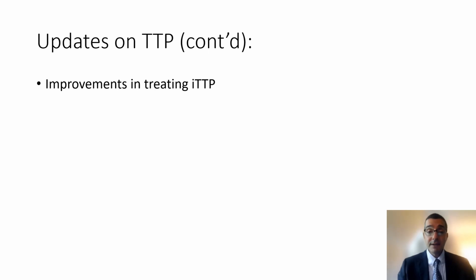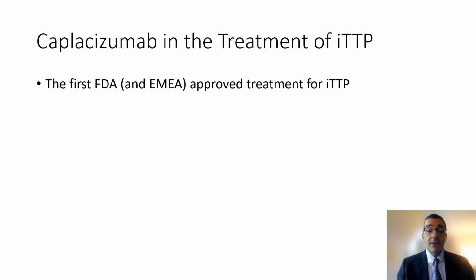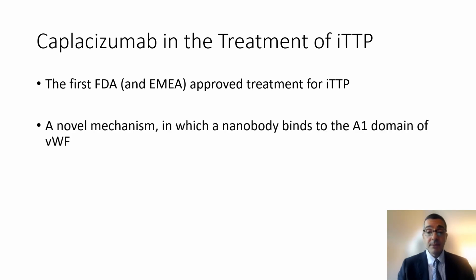So how about in treating TTP? The biggest one by far is the use of caplacizumab in the treatment of immune TTP. This is the first and only medication that is approved for use in TTP. And this is something that's completely new.